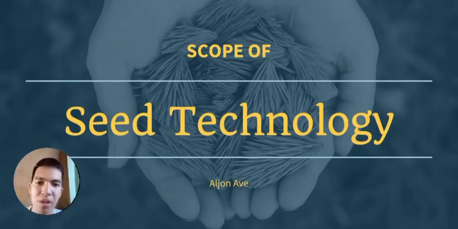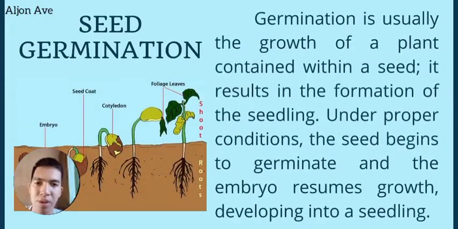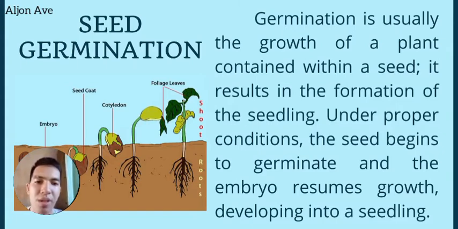Scope of seed technology. Seed germination. Germination is usually the growth of a plant contained within a seed. It results in the formation of the seedling. Under proper conditions, the seed begins to germinate and the embryo resumes growth, developing into a seedling.